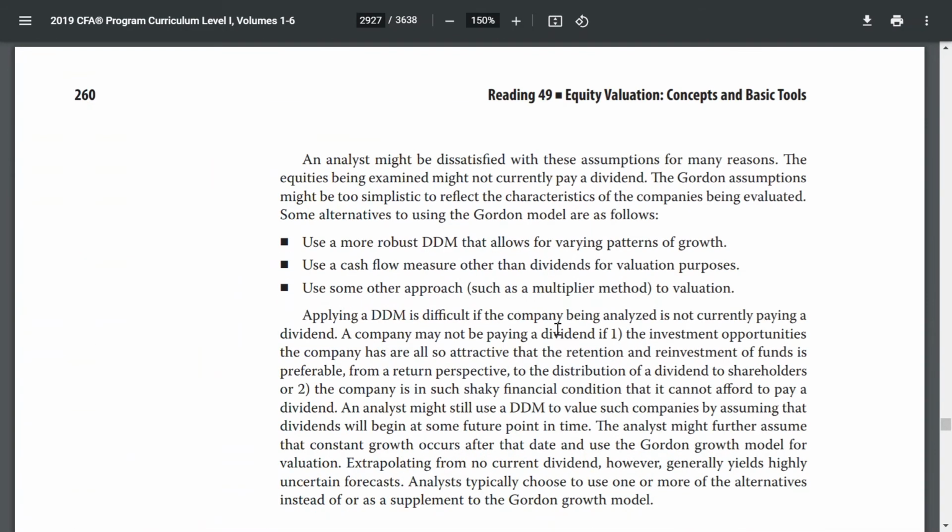An analyst might be dissatisfied with the Gordon model's assumptions for many reasons. The equity being examined may not currently pay a dividend. The Gordon assumption might be too simplistic to reflect the characteristics of the companies being evaluated. Some alternatives to using the Gordon model are as follows: use a more robust DDM that allows for varying patterns of growth, use cash flow measures other than dividends for valuation purposes, or use other approaches such as a multiplier method of valuation.